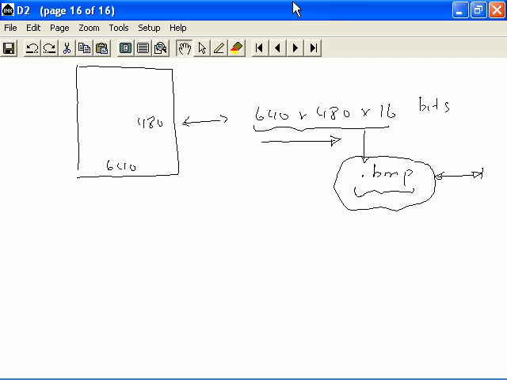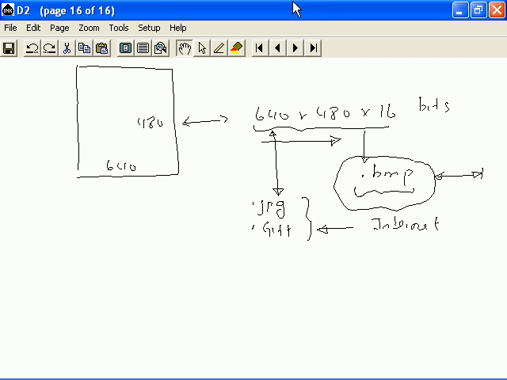When transmitting these images over the internet, the image is compressed and transmitted in a different image file format. The popular image file formats are .jpg for JPEG, and .gif. These two are the popular image formats that are used on the internet.